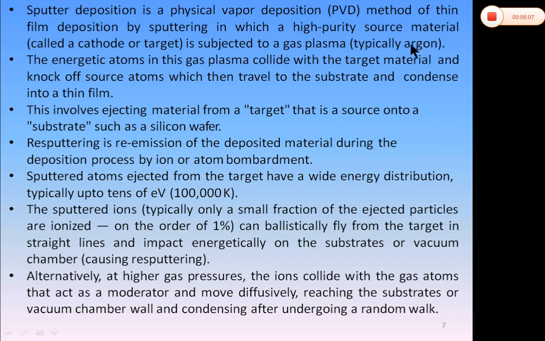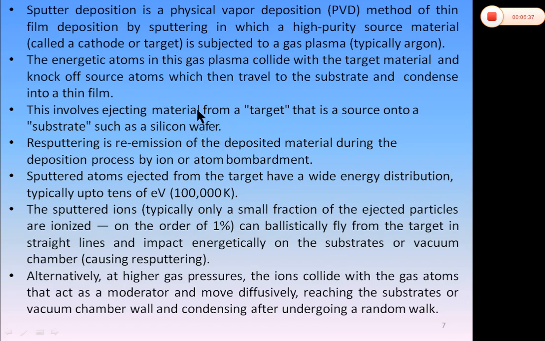That might be possible, that the gas can be oxygen or nitrogen suitably. The energetic atoms in this gas plasma collide with the target material and knock off source atoms, which then travel to the substrate and condense into thin films. This involves ejecting materials from a target, that is the source, onto a substrate such as a silicon wafer.